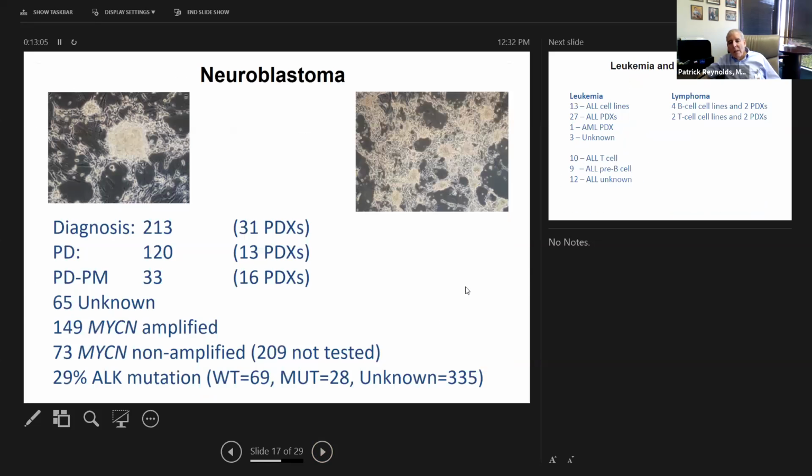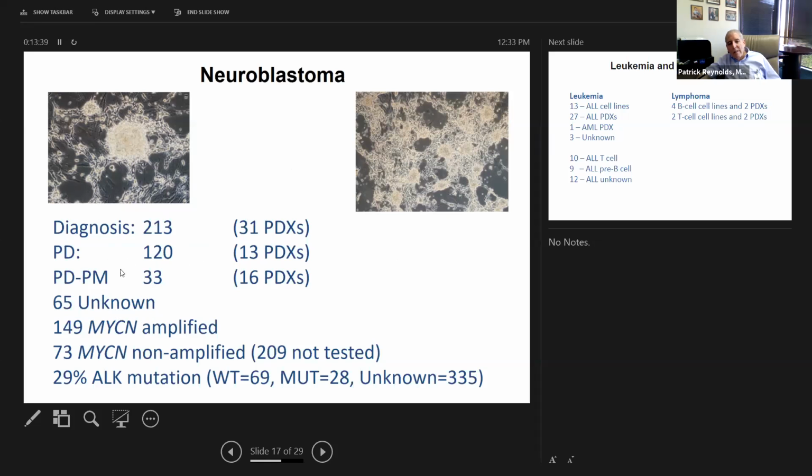Just to show you some of the spectrum of what is going on in the neuroblastomas, this shows you what they look like, of course, in culture. We have 213 of these cell lines that we know came from diagnosis. 31 of those are PDXs. We have 120 patient-derived cell lines from progressive disease. 13 are PDXs from those patients. And then from post-mortem, we've got 33 cell lines, 16 PDXs. 65 of those have gotten samples. We really don't know what the phase of therapy was.